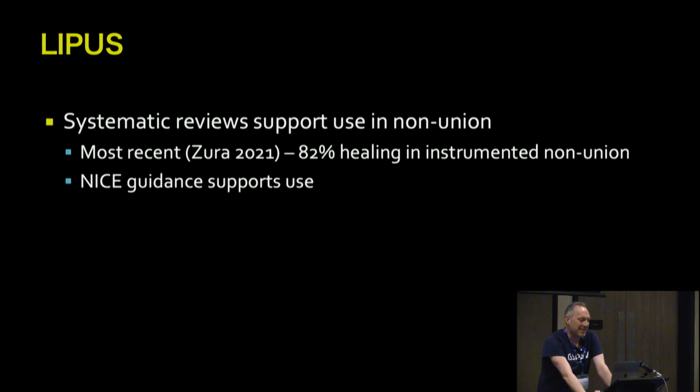There's a systematic review, and probably the most recent one, certainly the most recent I could find, the one that gets quoted a lot, is that from Zura. 82% of fractures or non-unions healing, these were stable instrumented non-unions, and it also reported in osteoporosis and indeed in infection, which I certainly haven't used it in cases where there's been infection, and got similar results actually. And the NICE guidelines in the UK currently support its use in non-unions.